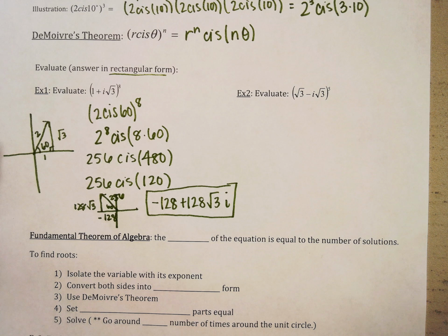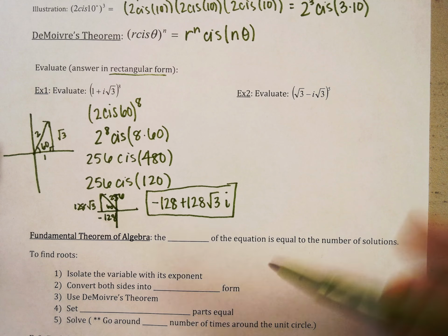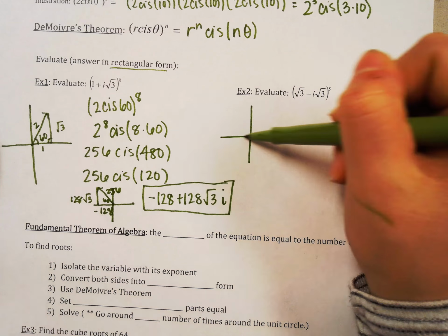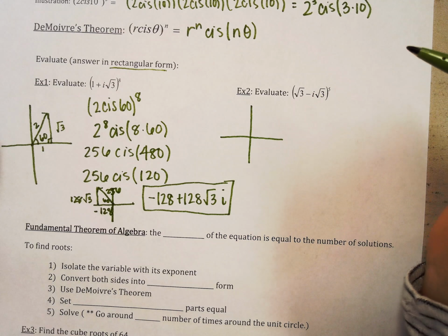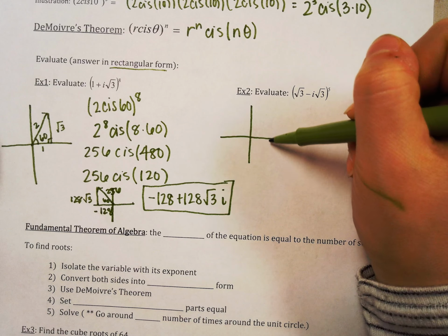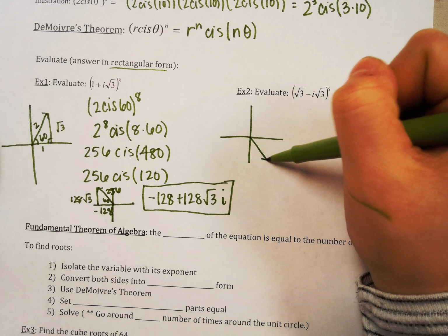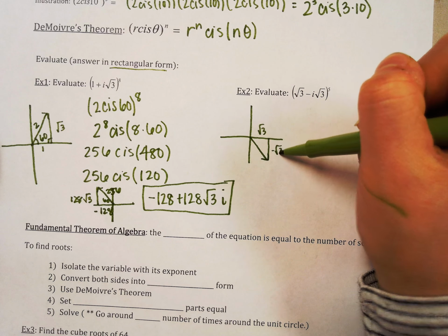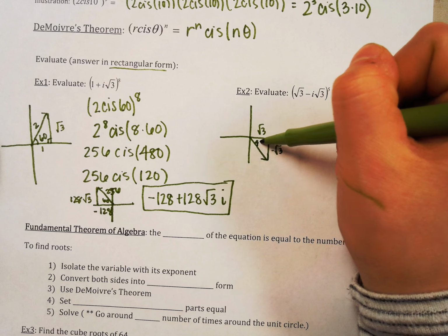Okay, one more before we move on to our roots. So again, this would take way too long to expand out, so we're going to change it into polar form first. So we have a positive root 3 and then negative root 3 for our real and our imaginary components. So I'm going to write that out here. We're going to be in quadrant 4. This is a 45, 45, 90 triangle.